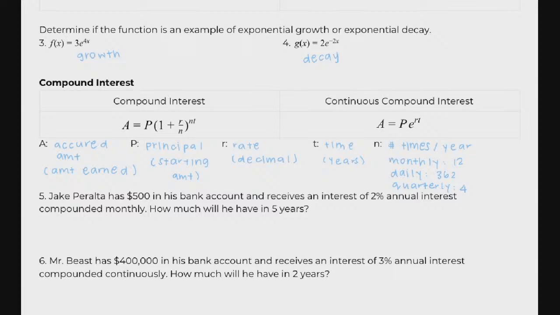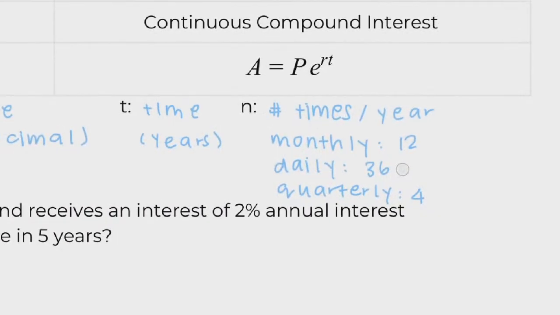So if it says monthly, it'll be 12 times. If it says daily, it'll be 365 times. If it says quarterly, that means 4. There's other ones like semi-annually, which would mean twice a year, annually would mean once a year, etc.